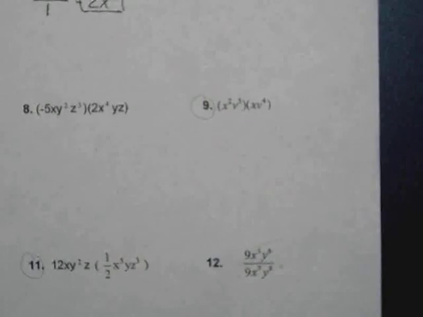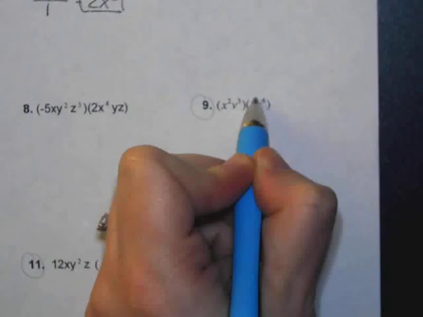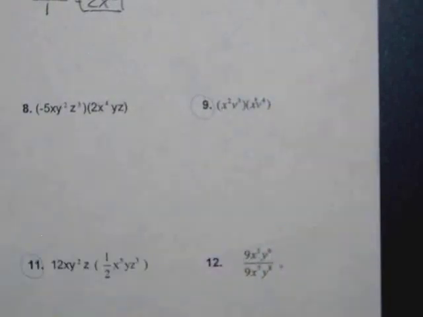Number 9. Number 9 is x squared v cubed times x v to the 4th. This x right here has a hidden 1 exponent. Okay, so I need to make sure I remember to add that in.